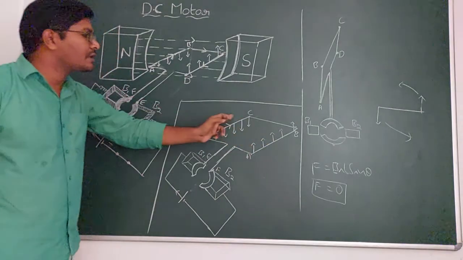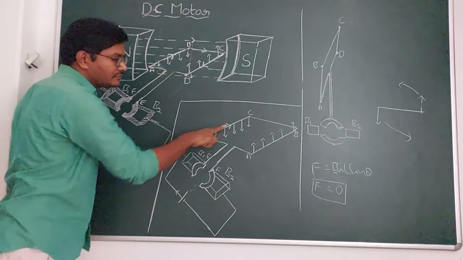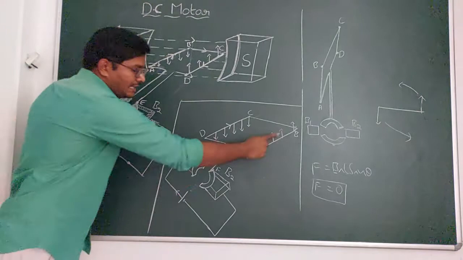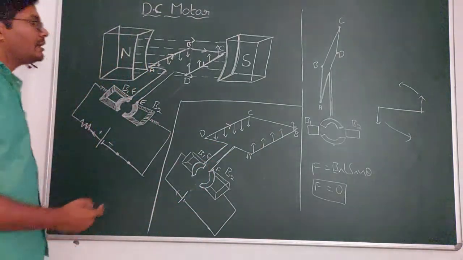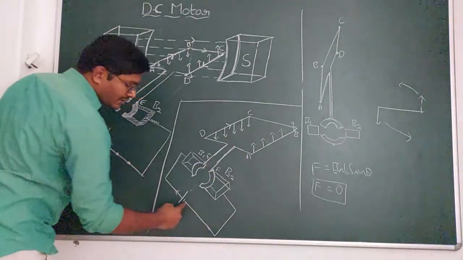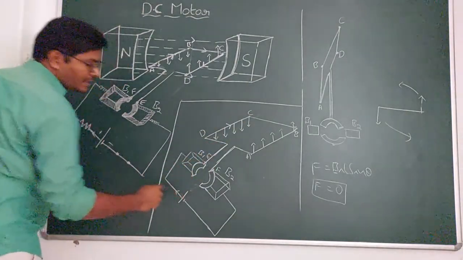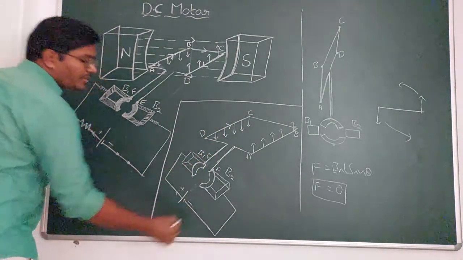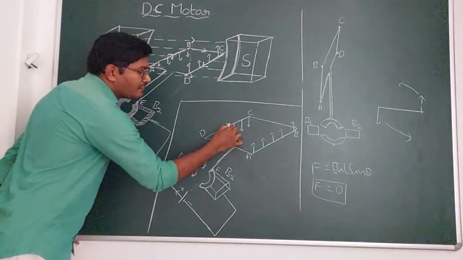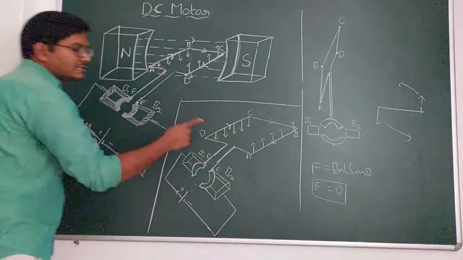After quarter rotation, this part comes here, and this part comes here. Now this is connected here. That means CD is connected to the positive terminal, and AB is connected to the negative terminal. But previously AB was connected to the positive terminal, and now AB is connected to the negative terminal. Previously CD was connected to the negative terminal, now CD is connected to the positive terminal. Now current flows in this direction, that is, current flows from D to C, C to B and B to A, which is the reverse direction of current.